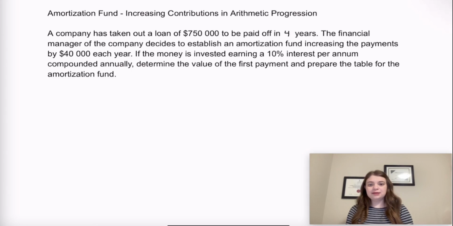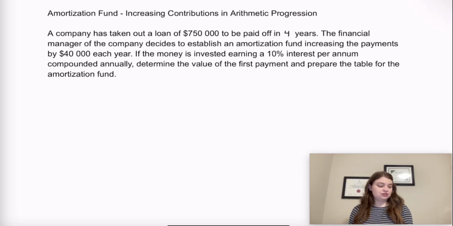It says that a company has taken out a loan of $750,000 to be paid off in 4 years. The financial manager of the company decides to establish an amortization fund, increasing the payments by $40,000 each year. If the money is invested earning a 10% interest per annum compounded annually, determine the value of the first payment and prepare the table for the amortization fund.